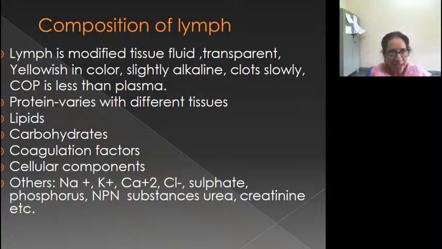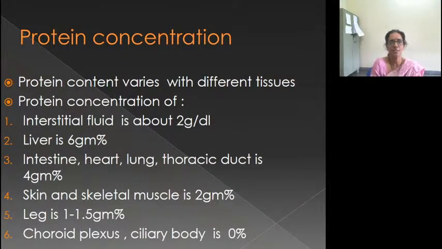So what else does it have? It has proteins. It varies with different tissues. We'll come to it. Then it has lipids, carbohydrates, coagulation factors, cellular components and others. So coming to the protein part, protein content varies with different tissues. Different tissues will have different protein content. The protein concentration of interstitial fluid is about 2 grams per deciliter.